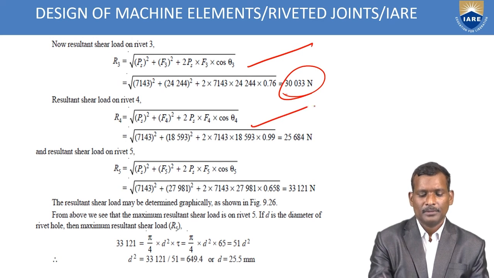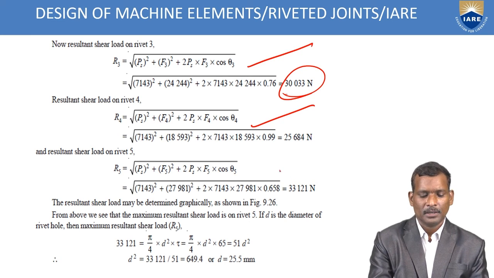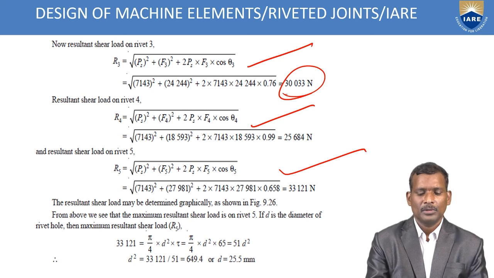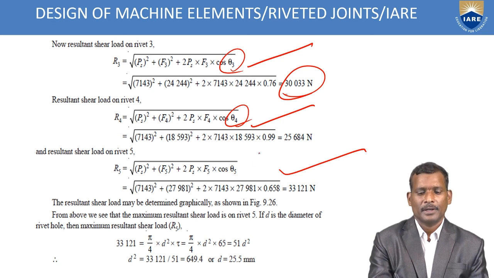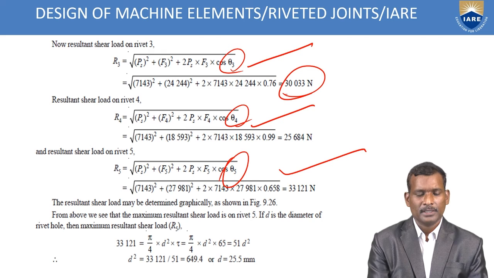Now to find the resultant shear load on rivet 4, and similarly on rivet 5, you already know the theta 3, theta 4 and theta 5 values. Substitute in this equation, and we will get the resultant forces on rivets 3, 4 and 5, which are heavily loaded in the joint. By seeing the figure, we can say which one is heavily loaded. The resultant shear load may also be determined graphically.